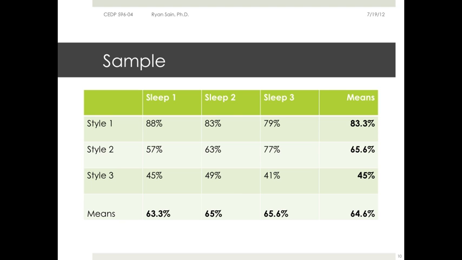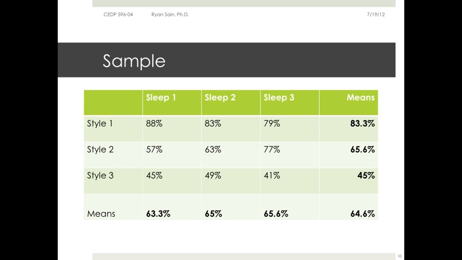You can look through those, and let's just assume those are all means: 88, 83, 79, reading across the style 1 row there. So it looks like it's generally decreasing as you go up in numbers, sleep 1, 2, 3 conditions, whatever those are. So you can go 8, 4, and 0 hours of sleep or something like that. And then the next one's kind of interesting. In style 2, notice it goes the other direction: 57, 63, and 77. And then in style 3, it goes even a different direction yet: 45, 49, and 41. So there seems to be something going on there, right?